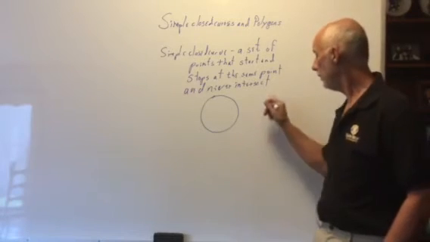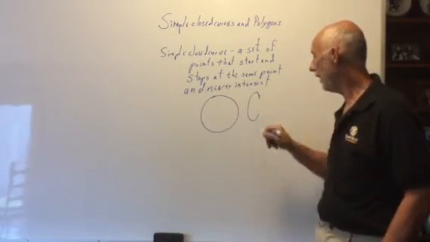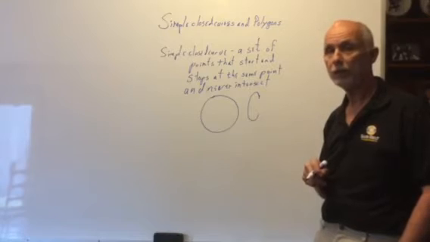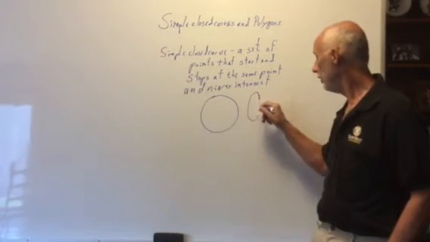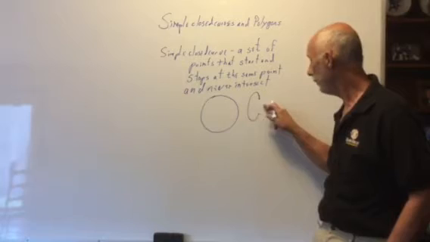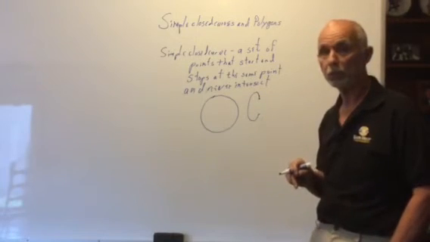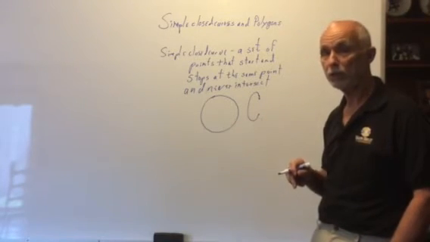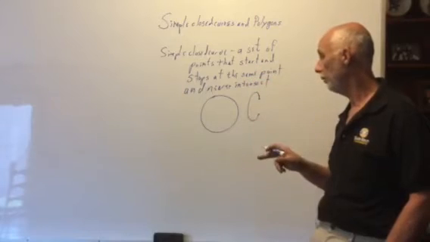All right, how about the letter C? Is that a simple closed curve? No, because it starts here and it stops there and it's open. So it's not a simple closed curve because it's not closed. It doesn't start and stop at the same point.